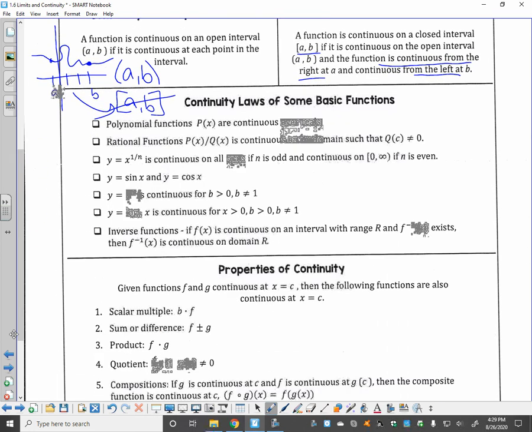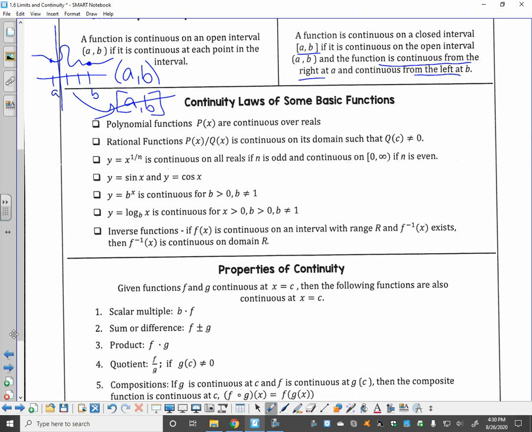Continuity laws of some basic functions. Polynomial functions are continuous forever. X squared, x cubed, x to the fourth. All of your well-behaved functions, no asymptotes, no holes, nothing weird going on, nothing is undefined, just your good polynomial function. They are always continuous. Your rational functions are always continuous except where you have a vertical asymptote, which is where the bottom equals 0.